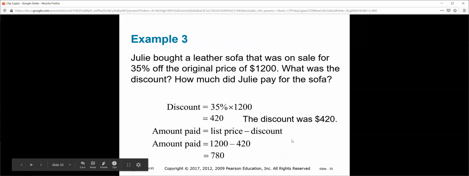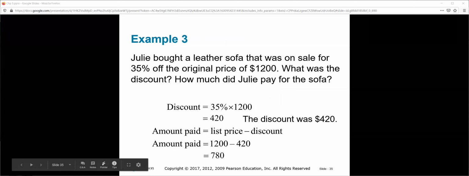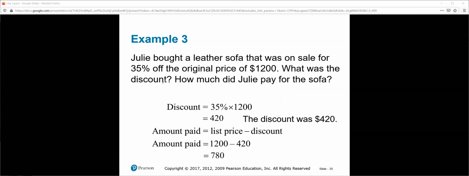Let's use that in a question, though. Julie bought a leather sofa, good for her, that was on sale for 35% off its original price of $1,200. What was the discount and how much did Julie pay? Notice we have two question marks here. We have two different questions going on. I need to know what the discount was. I need to know how much Julie paid. Because just is 35% going to be within my budget? These are important questions to ask. So how do we solve that?